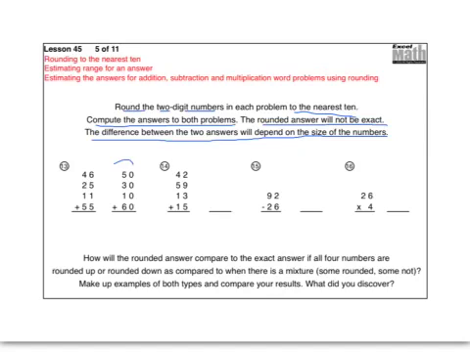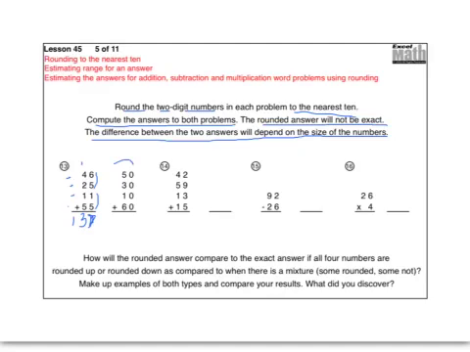Number 13. We have this problem of 46 plus 25 plus 11 plus 55. Well, if we want the exact answer, we can add that up. 6 and 5 is 11. 11 and 6 makes 17. Carry the 1. 4 plus 2 plus 1, that's 7. 8 plus 5 is 13. So you have 137.